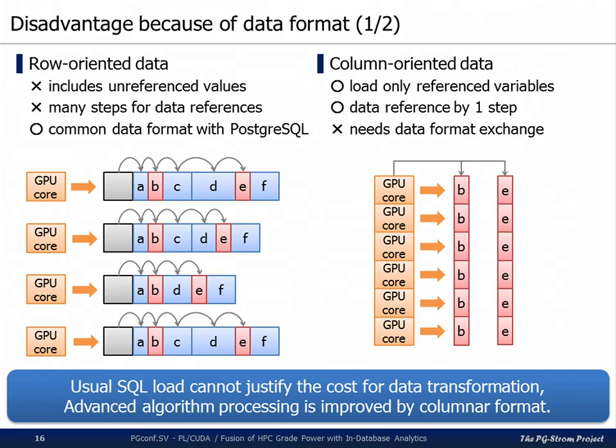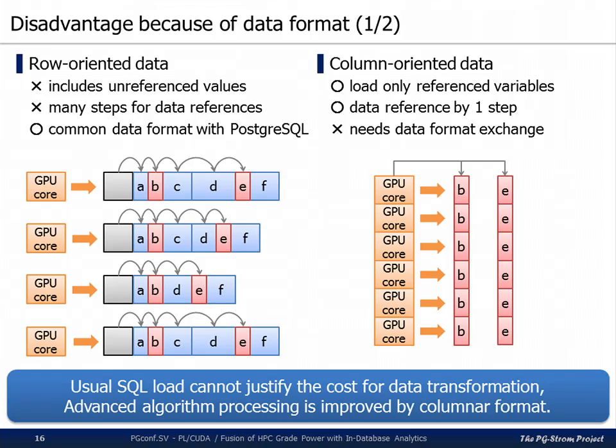And one other point we should consider for GPU acceleration is the data format. PostgreSQL usually uses a row data format. A record contains multiple columns, and the location of each column is unpredictable. So if we try to fetch column B and column E, we have to work through the record from the head. It takes multiple memory accesses.